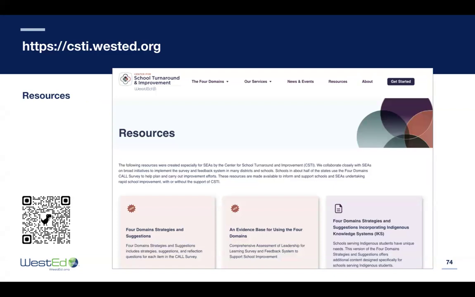As we conclude this session, I encourage you to explore the resources available at the Center for School Turnaround and Improvement. These valuable tools will guide you in your ongoing journey of recruiting, hiring, and retaining high quality staff, helping you to take the next step in building a strong, committed team of educators.